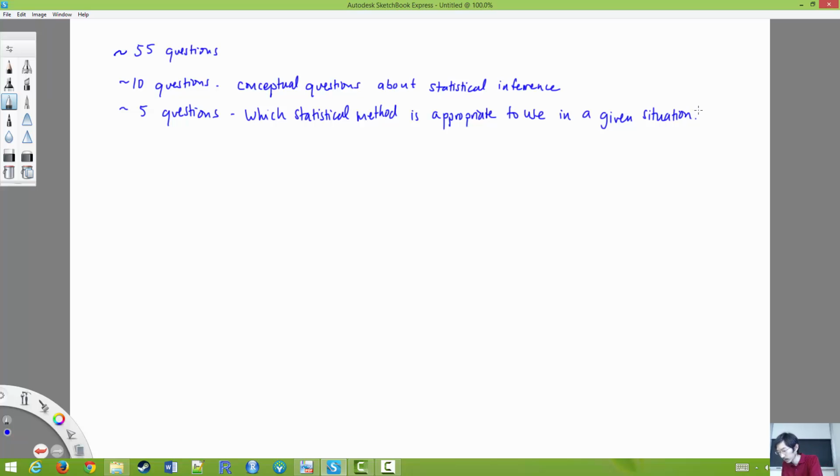Let's see what else I have. And about 30 or so questions, no, maybe almost 40 questions. Well, the remaining questions, there's a couple extra, but most of the remaining questions are carrying out statistical tests or confidence intervals or other forms of inference.